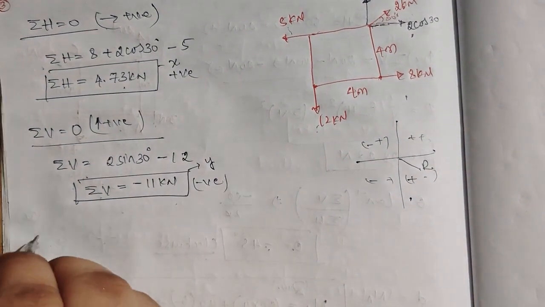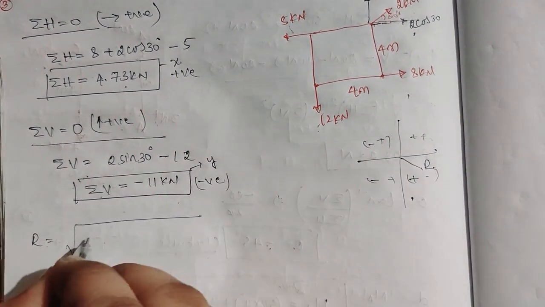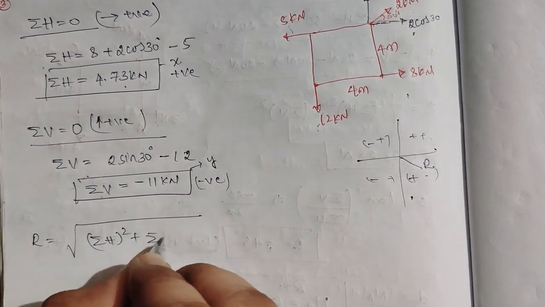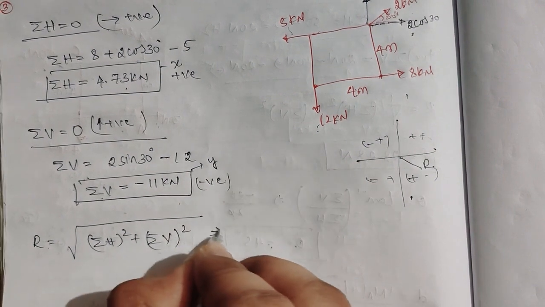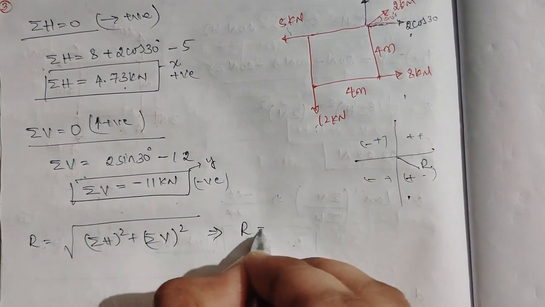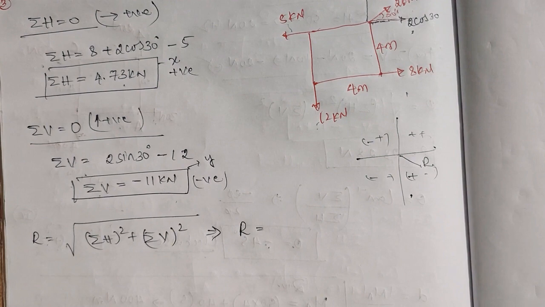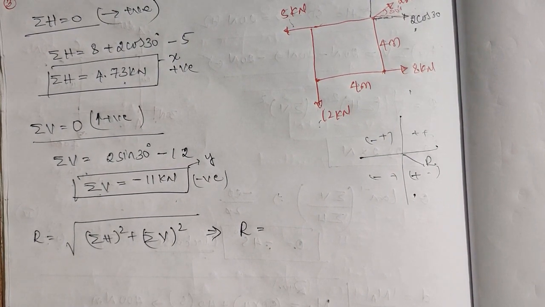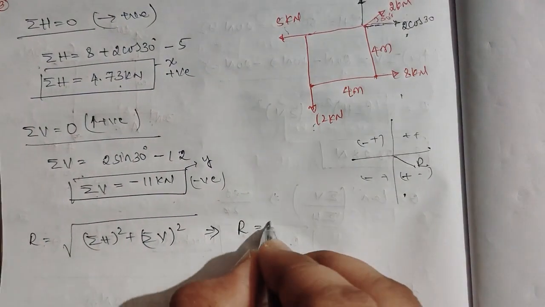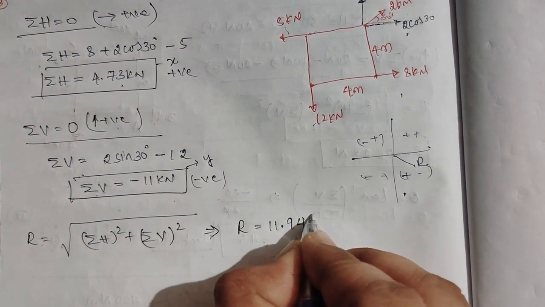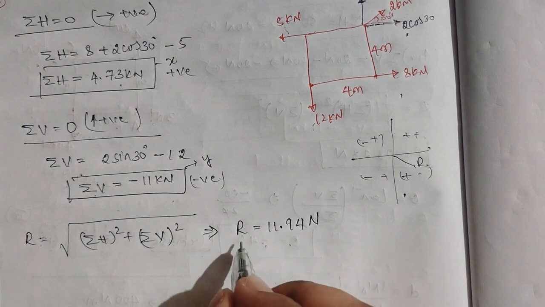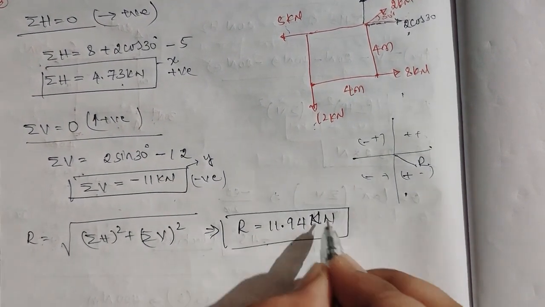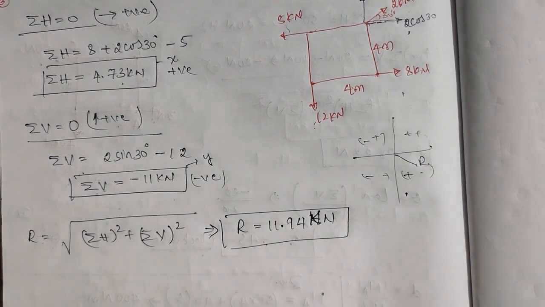Then I'll find the resultant value, that is the square root of summation of H whole square plus summation of V whole square. I'll directly write the answer from the calculator. Summation of H is 4.73 whole square plus summation of V is minus 11 whole square. It will fetch me 11.94 kilonewton. 11.94 kilonewton is the R force.